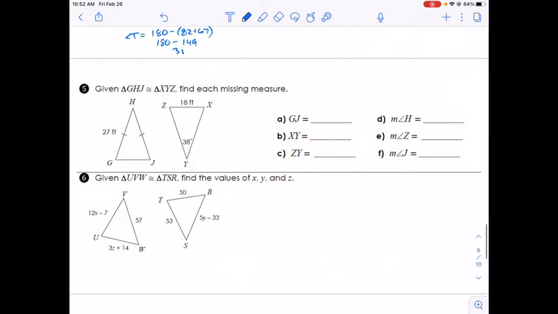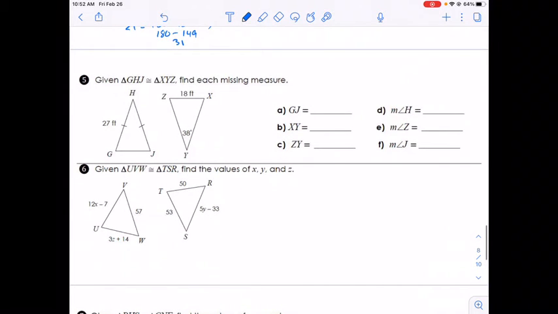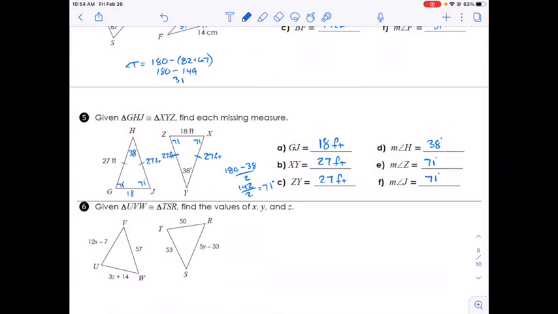All right, let's look at number 5 and 6. Okay, let's look at number 5. All right, so try this one here. Pause your video, come back and check your answer when you're done. All right, let's see how you did.